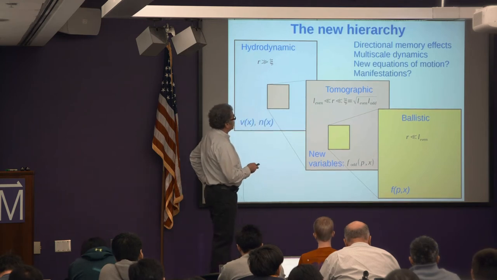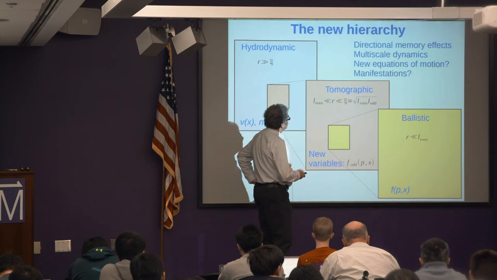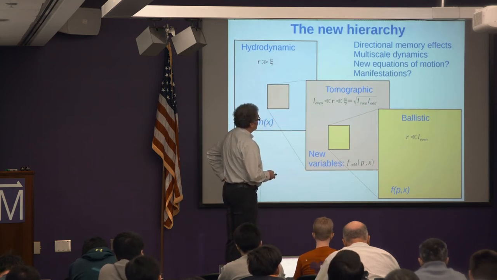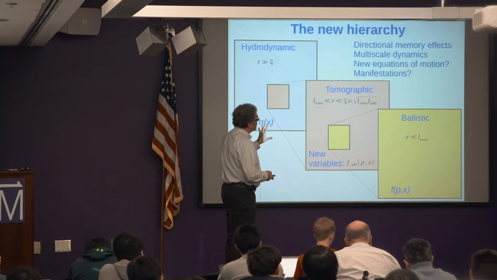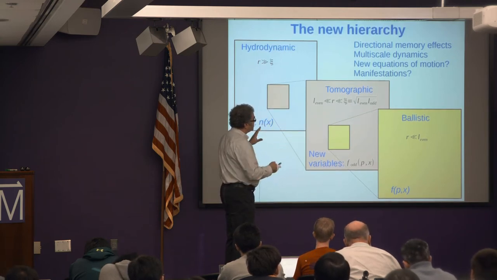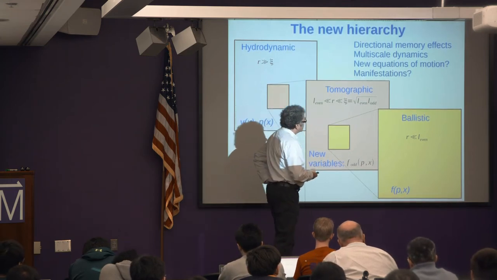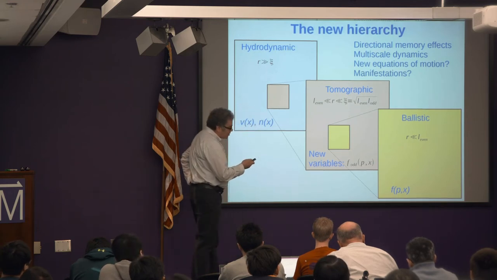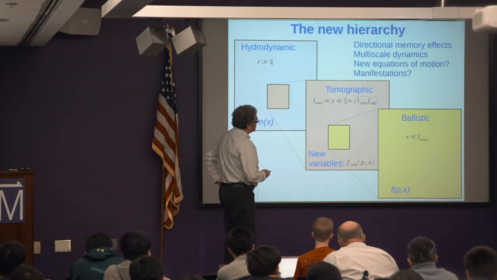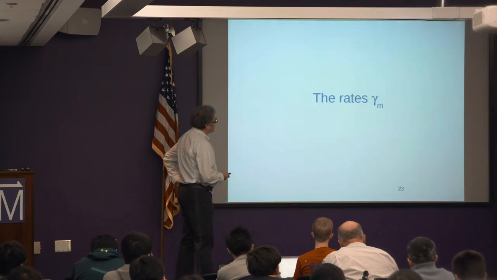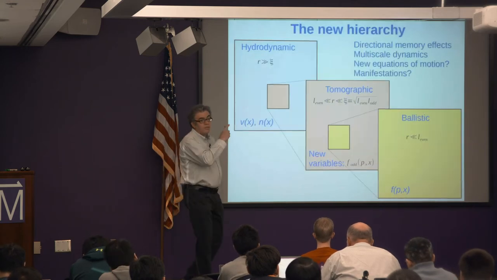Given that, one can pose many questions and think about the long time memory and how to describe it, what is the interplay between these different length scales and time scales, how to draw equations of motion, and what will be the experimental manifestation. That's what we've been working on in the past 3 years, and I'll talk a little bit about it. Before jumping into that, are there any questions so far?